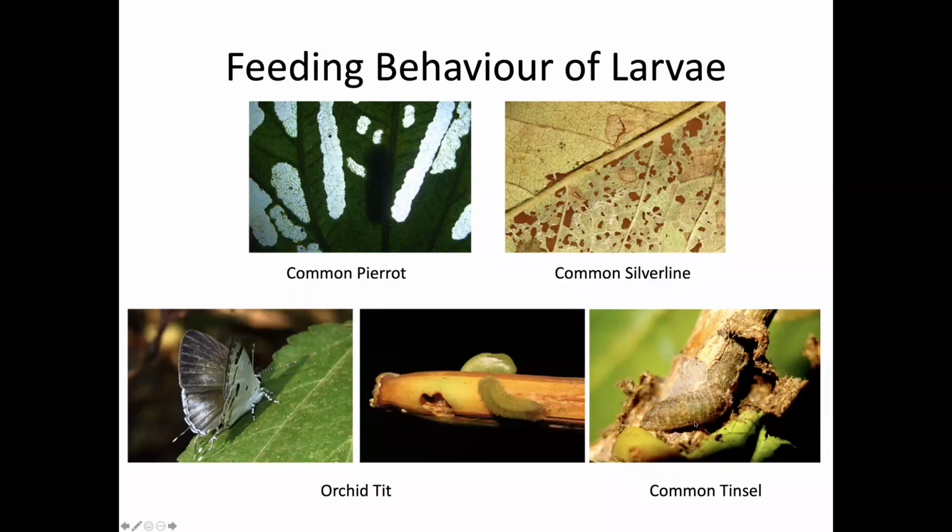Here you can see one such example of common tinsel butterfly, which also feeds on leaves of the Terminalia, but in some cases it feeds on bark of the same plant. So this is again very unique behavior of this particular species. So I will move on to the next slide.